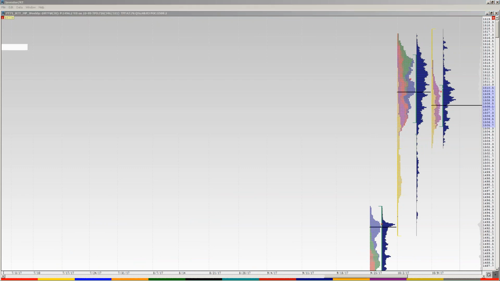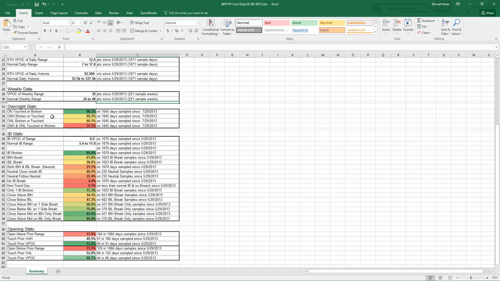Okay, now let's look at the overnight statistics. What we're looking for here is the question we are looking to answer in this section, and now we're getting into the nitty-gritty of edge in percentages. What we're looking for here is how often. So many of you have seen the statistic in the ES, and now here it is for the Russell.